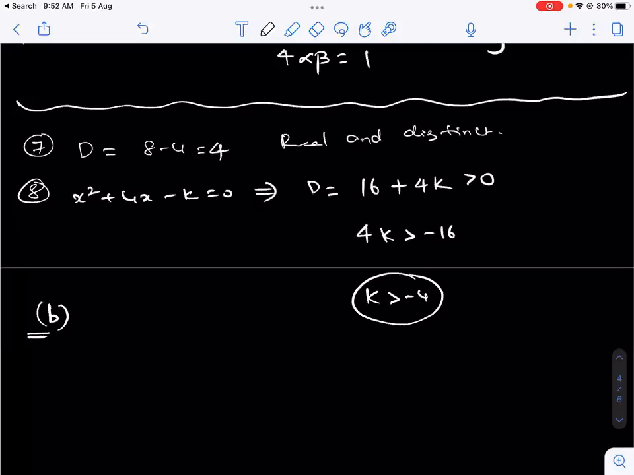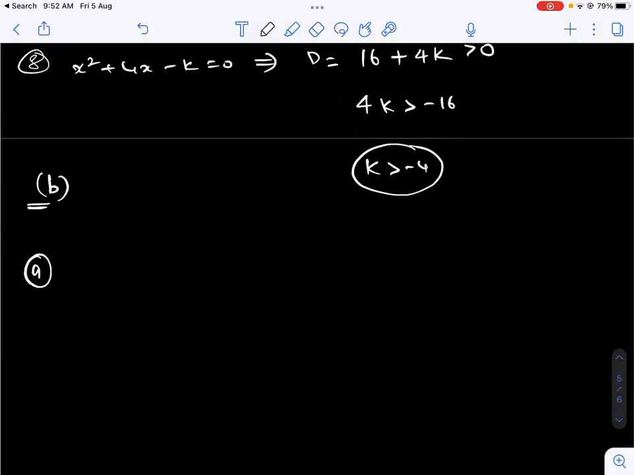Why should I not take D? See, B and D say k is greater than minus 4. Why am I not taking D into consideration? Because D says it is greater than or equal to minus 4. If it becomes equal to, it will have equal roots.